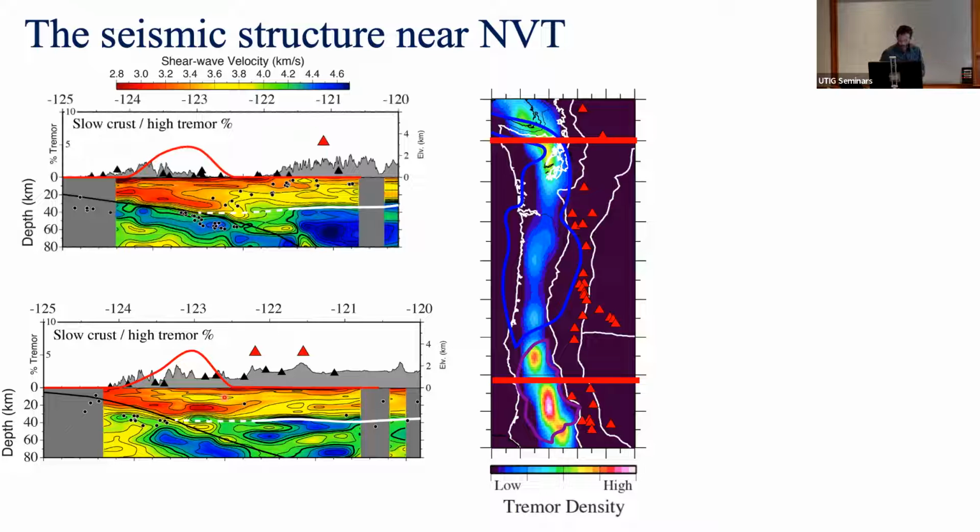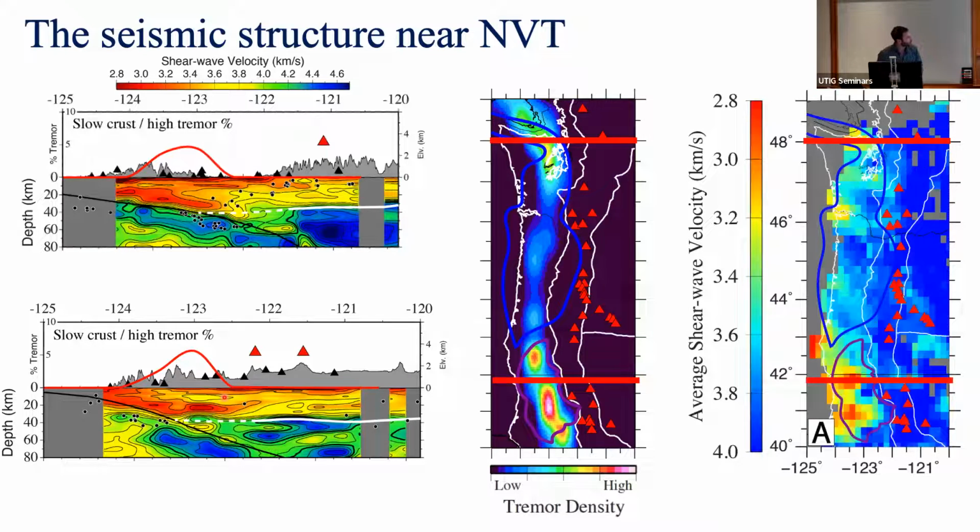This is a 3D model, so we can look at these in map view as well. Here's a map of average shear wave velocity in the lower crust of that overriding plate. We see a really good correlation between these regions that show high tremor density spatially and these low velocities, where low velocity, I would say at these depths, is defined as anything lower than about 3.2 kilometers per second.